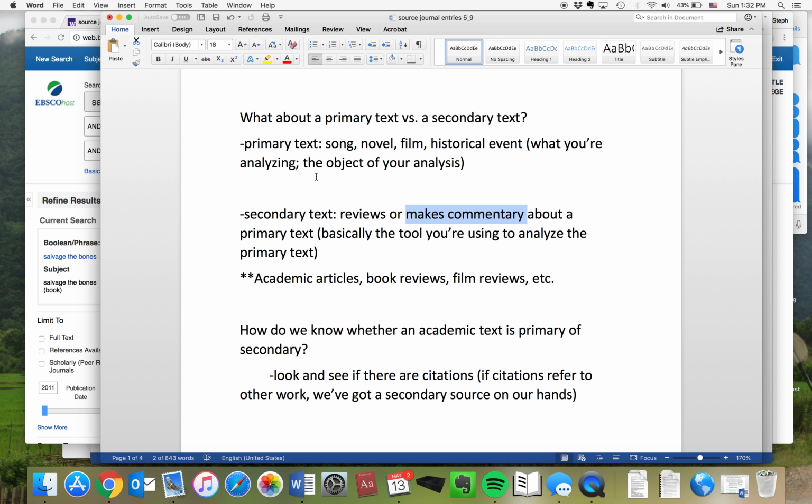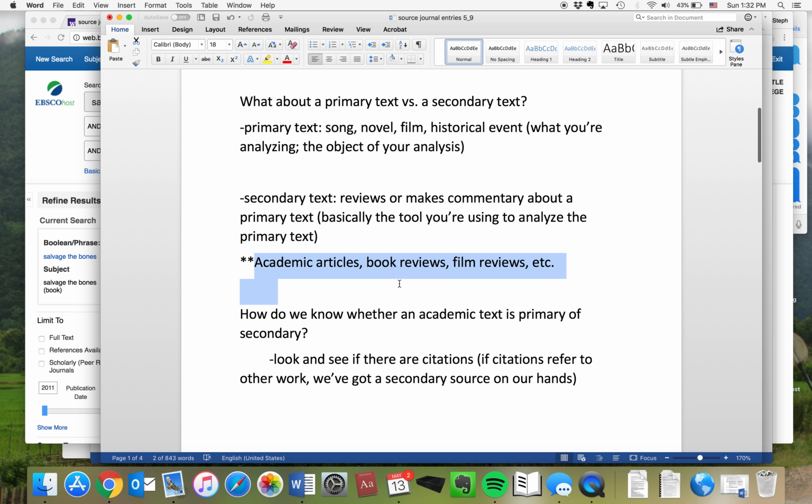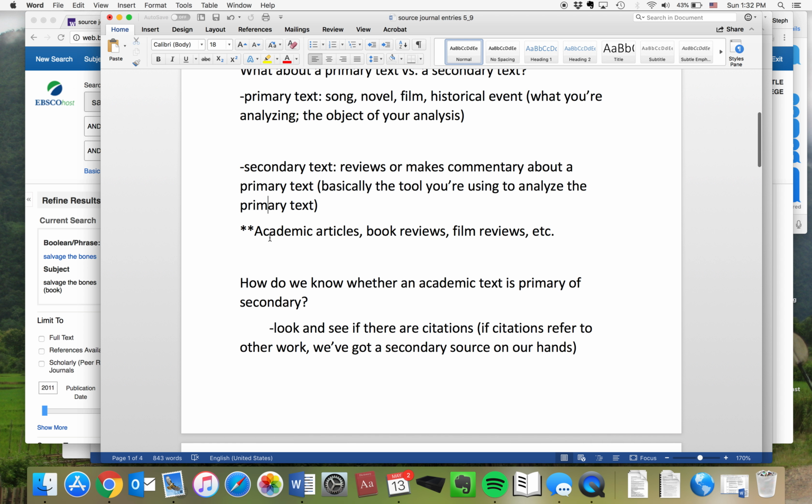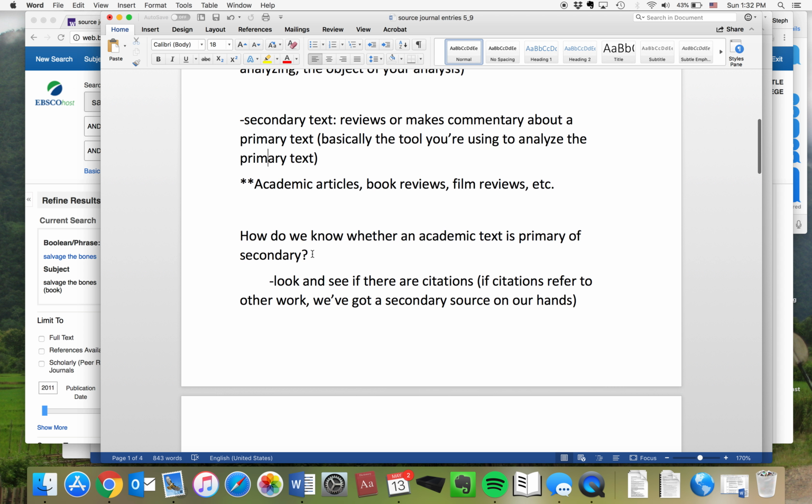It's talking explicitly about something outside of itself, right? And so academic articles, book reviews, film reviews, these are all secondary texts because it's a text that you're going to use to make analysis about a primary text, okay? And so then the follow-up question is, how do we know whether an academic text is primary or secondary? Okay, so how do we know whether it's primary or secondary?